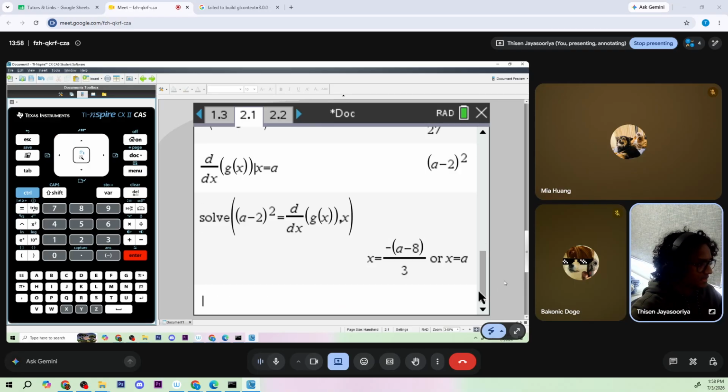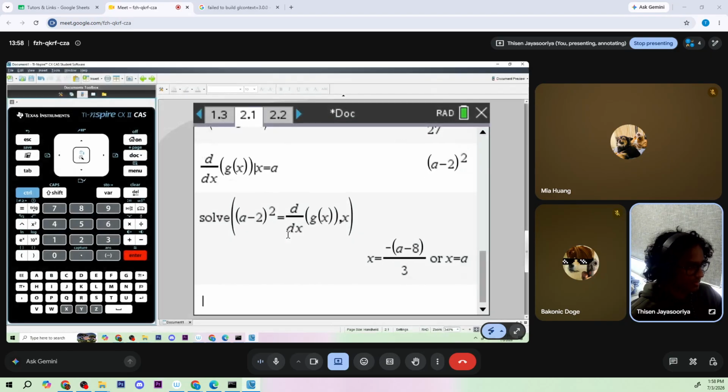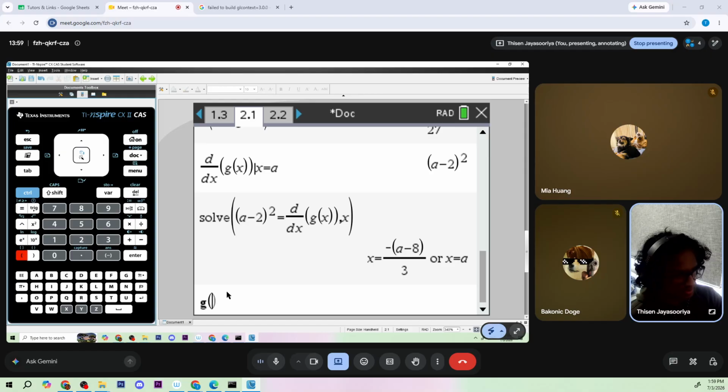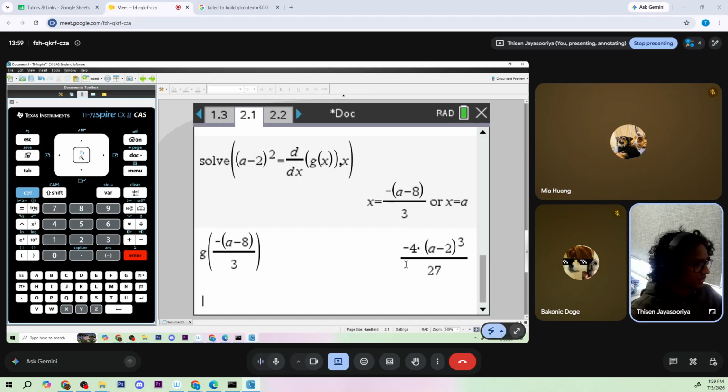I can see that when x is equal to negative (a take away 8) over 3, that's also going to be true. So here x equals negative (a take away 8) over, wait, it's over 3, my bad. Over 3, it's also going to be true, yeah? So here what I can do is I can do g of this function, and I'll get my answer of negative 4 over (a take away 2) to the power of 3 over 27.